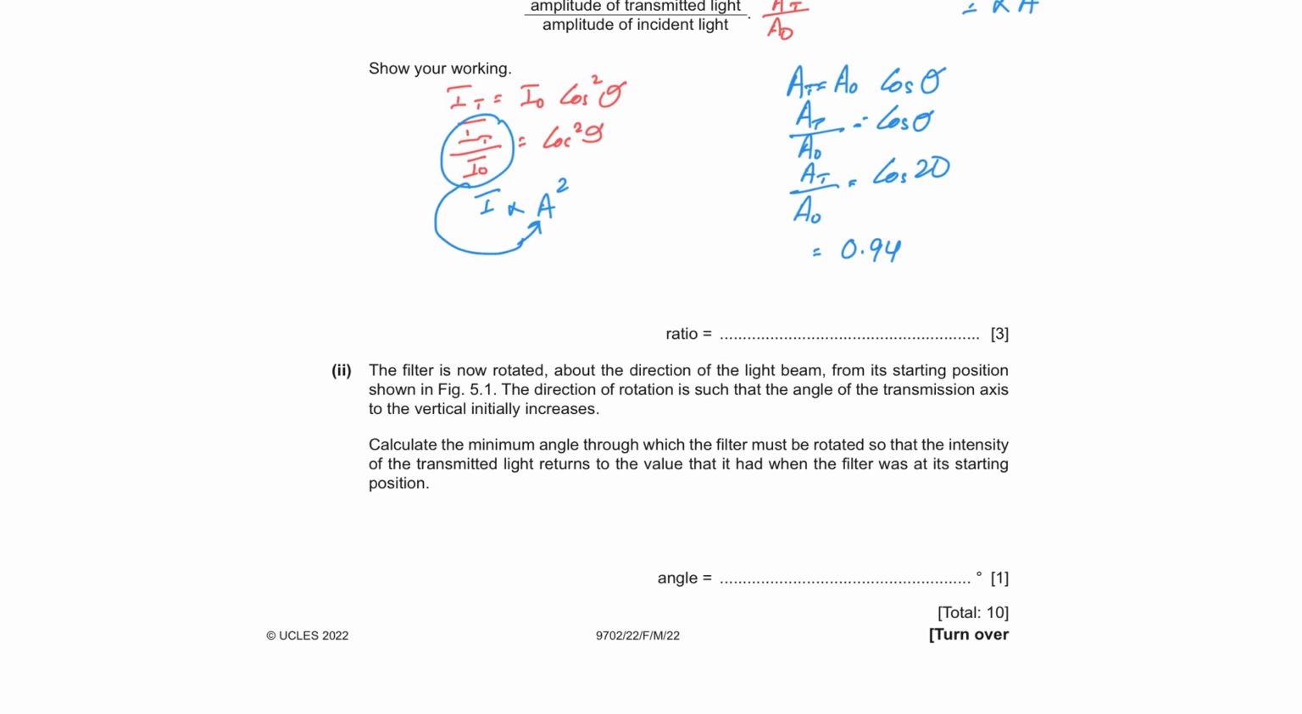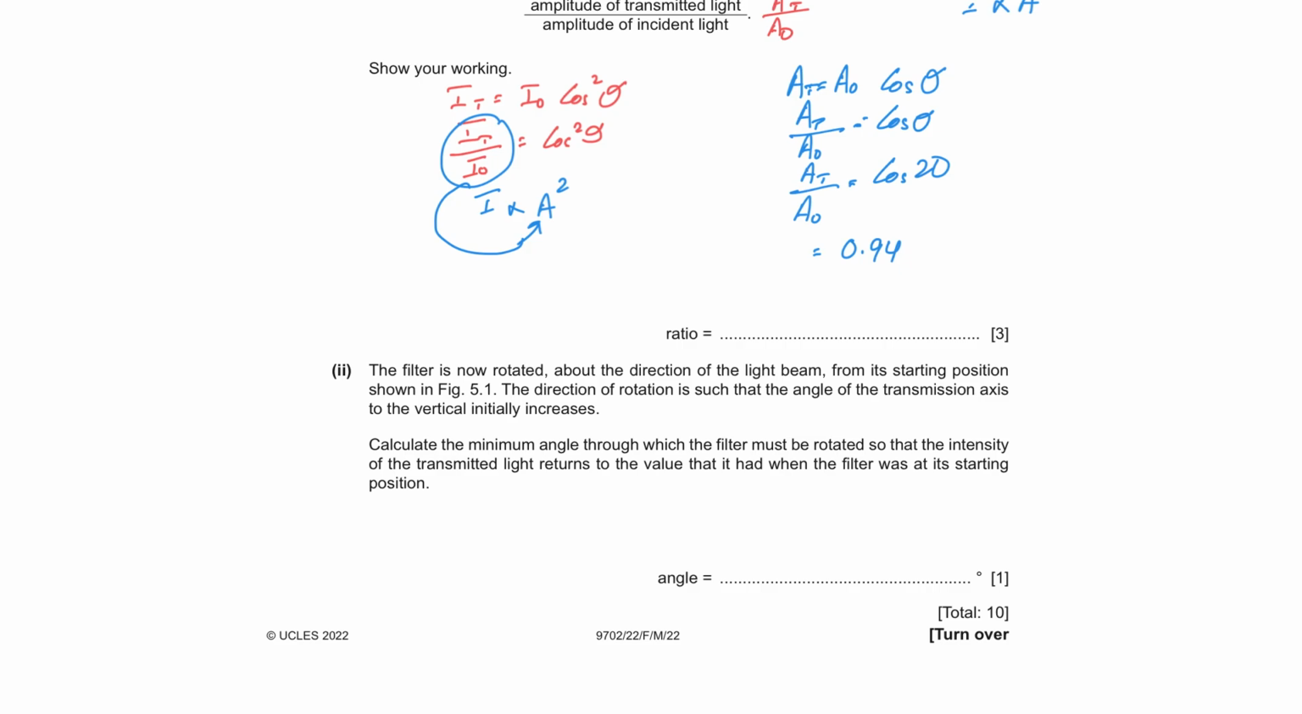Part 2 says the filter is now rotated about the direction of the light beam. From its starting position shown in figure 5.1, the direction of the rotation is such that the angle of the transmission axis to the vertical initially increases. Calculate the minimum angle through which the filter must be rotated so that the intensity of the transmitted light returns to the value that it had when the filter was at its starting position.